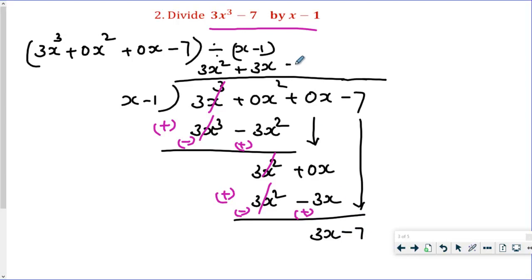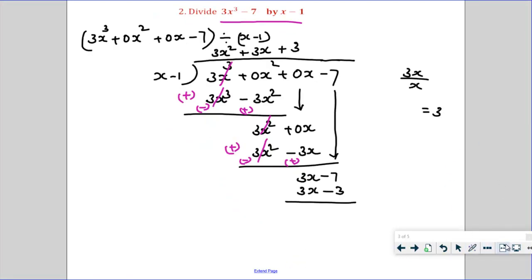So here you can write plus. Here plus, so here you have to write plus. Then you have to find 3x divided by x. 3x divided by x equal to, we can write 3. So here you write 3. Now 3 into x, that is equal to 3x, minus 3 into 1, that is 3. Again you have to do the subtraction.